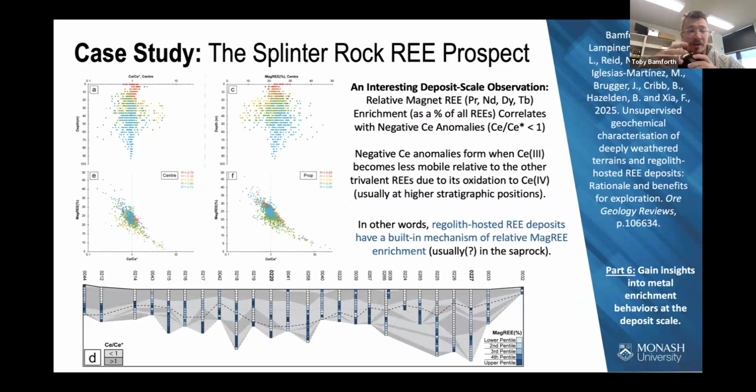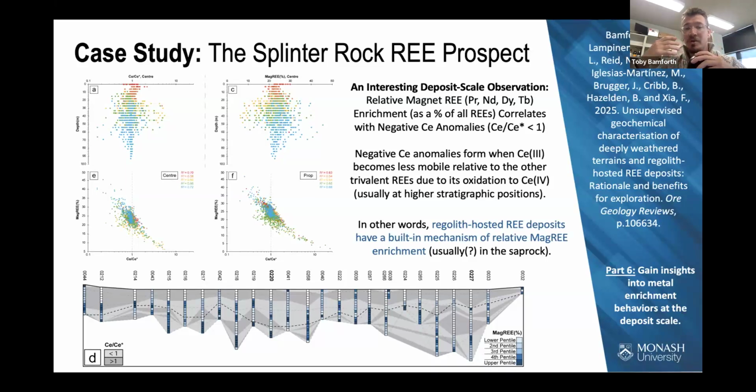I glossed over this really quickly before, but these two plots in the middle are a really nice way of showing how strongly cerium anomalies relate to relative magnet rare earth element enrichment. That percentage is not a percentage of whole rock. If we had 50% whole rock of magnet rare earths, I think everyone would be really, really happy. That is a relative enrichment relative to the other rare earths of those four elements. And you can see just how strongly cerium anomalies correlate with that relative magnet rare earth element enrichment.